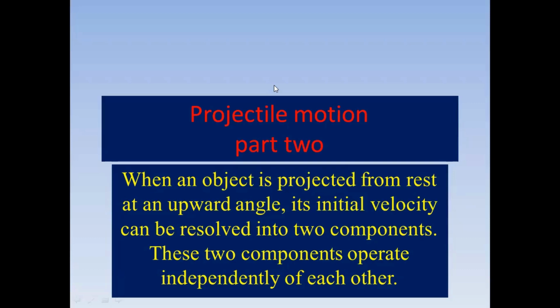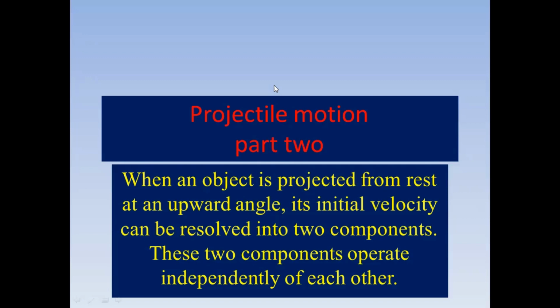Let's discuss the projectile motion part. If an object is projected from rest at an upward angle, its initial velocity can be resolved into components. These two components, the vertical component and the horizontal component, operate independently of each other, with the common variable time.